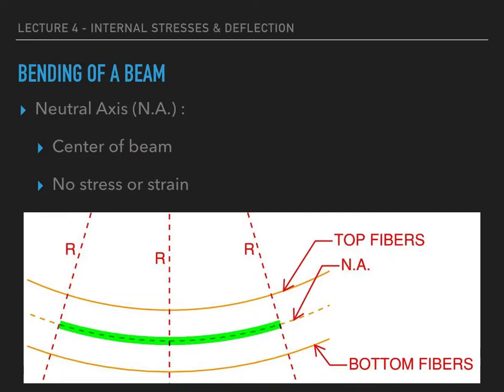So I want you to consider a beam in bending. So we exaggerate a lot and make this curved beam that looks like this. The top fibers are closer to the center of the bending radius, or the bending center, if you will, and the bottom fibers are farther from the bending center. And the green highlight there is what we call the neutral axis, and it's between the top fibers and the bottom fibers.